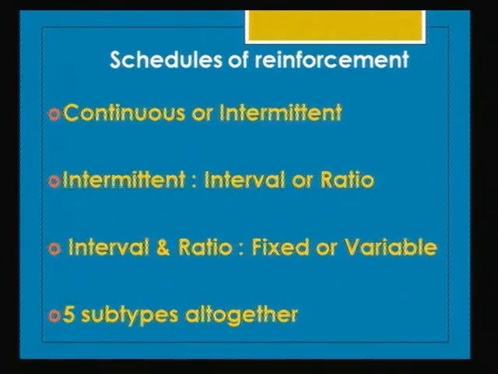So we can find 5 subtypes of reinforcement altogether: 2 kinds of interval, fixed and variable interval reinforcement, 2 kinds of ratio, fixed and variable ratio reinforcement, and continuous reinforcement. As I said, it has to be rendered intelligently depending upon the animal or the person you are giving the training to and the overall difficulty level of the problem.